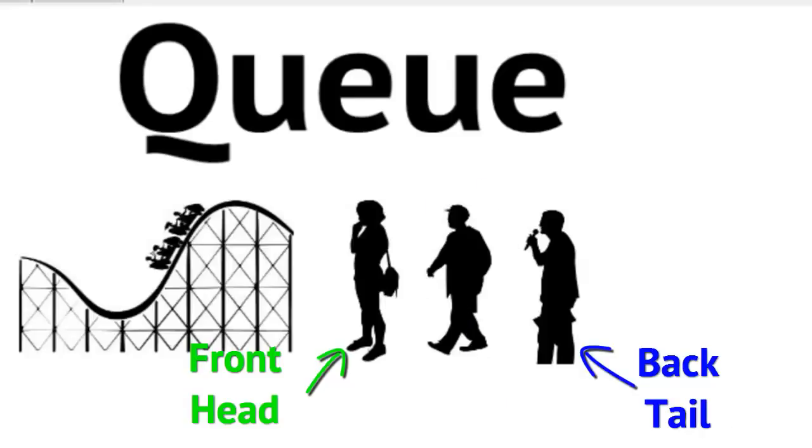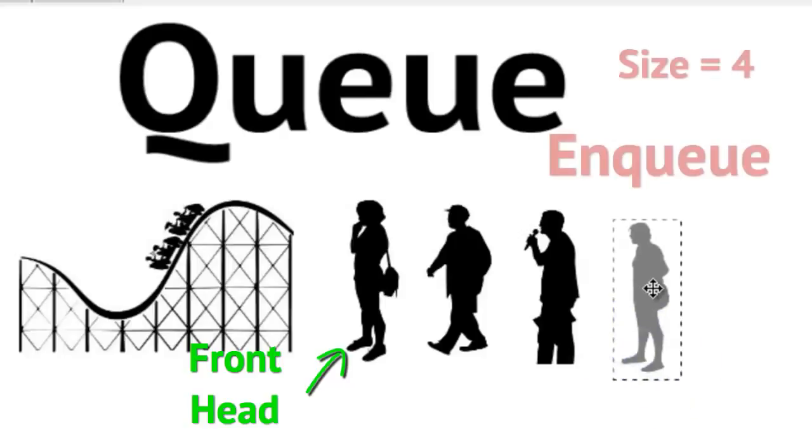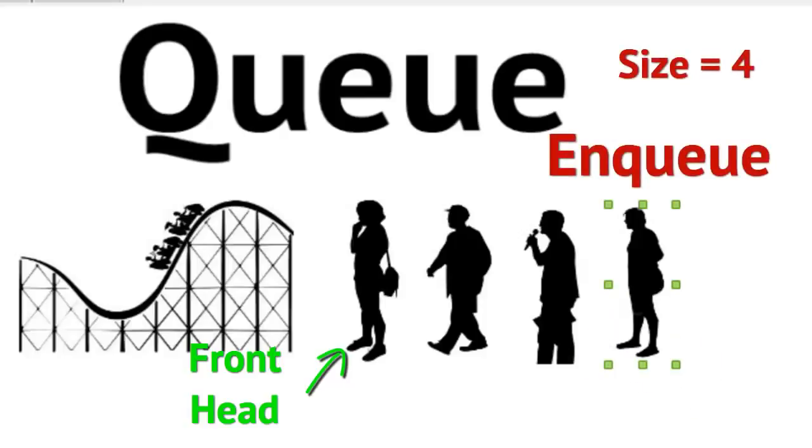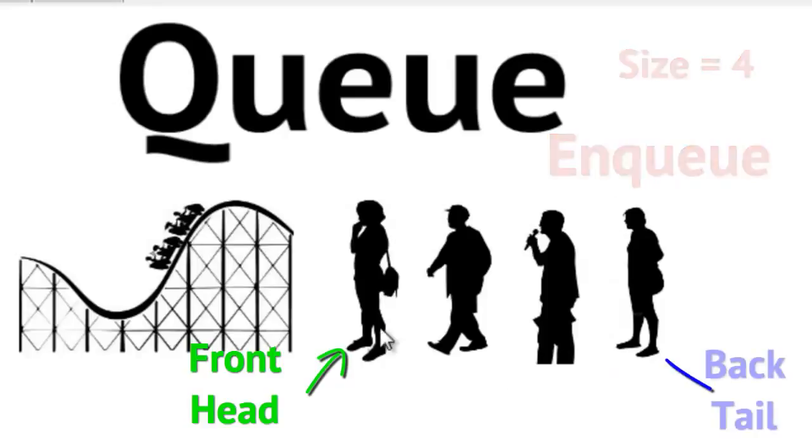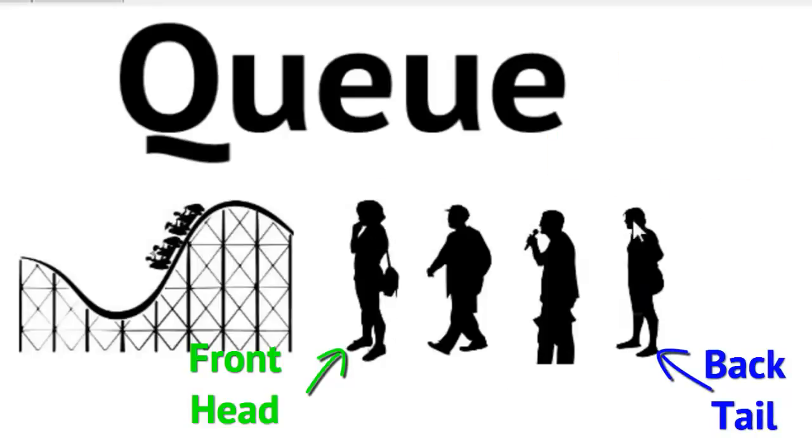So let's add one more person to our queue. So we'll push on or enqueue one more person. And so we now have a queue that's of size 4. The lady is still at the front of the queue, and this gentleman here that we just enqueued is now at the tail of the queue.